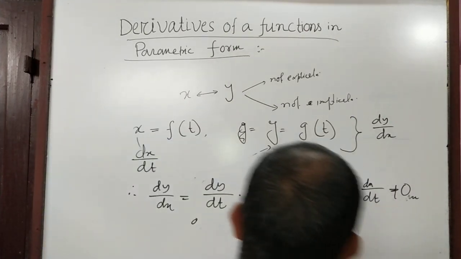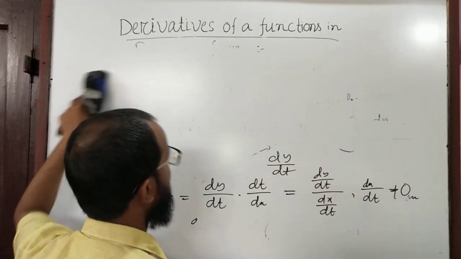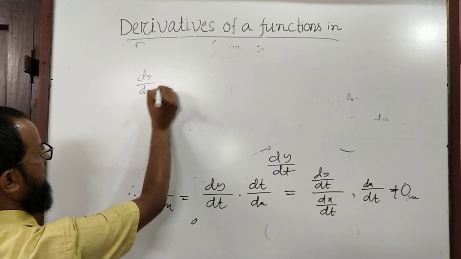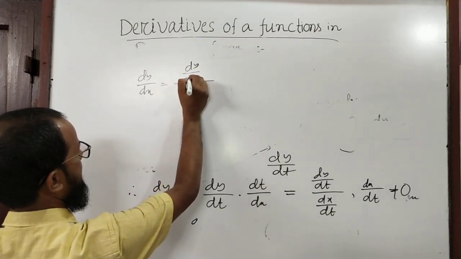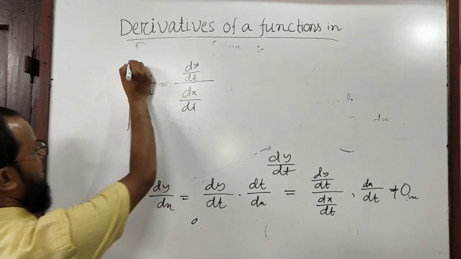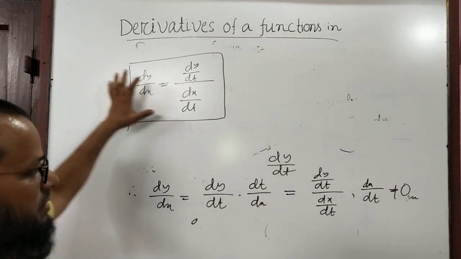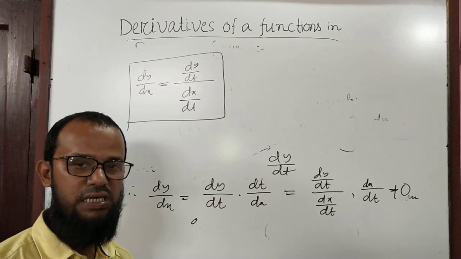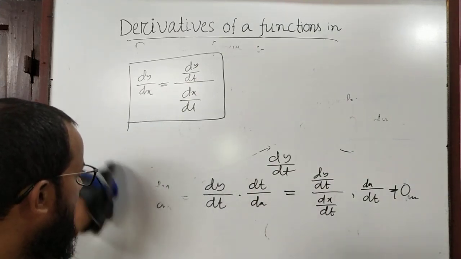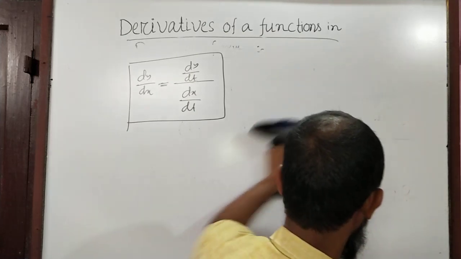So this is the relation. How to find dy by dx? You have to find dx by dt first, and then find dy by dt, and then find dy by dx. So dy by dx equals dy by dt divided by dx by dt. This is the relation from which we can find dy by dx if our function is expressed in parametric form. Let us start to solve a few problems, then your clarity towards the topic will be more.